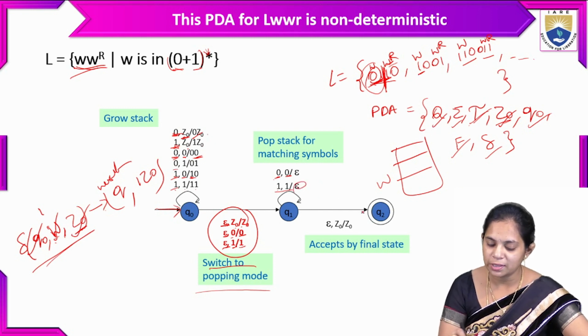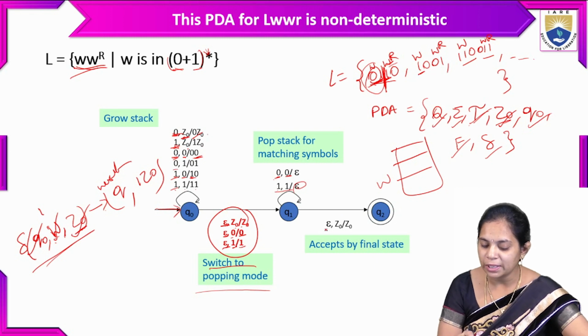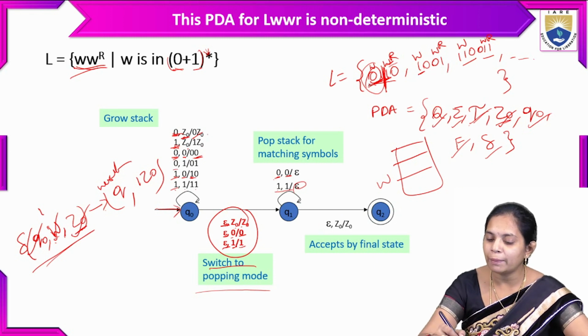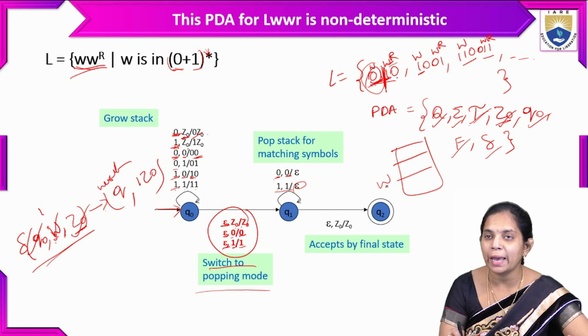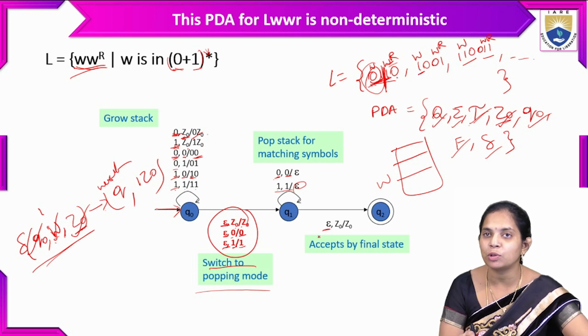So here, what is this operation? And finally, after consuming all the W and W reverse, we have the empty symbol, that is epsilon. So after consuming all the input symbols, whenever it reaches the epsilon symbol and the top of the stack symbol is Z0, we have to move to the final state. So that is Q2.